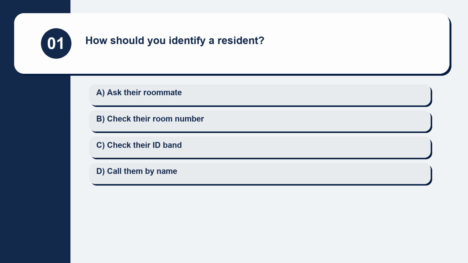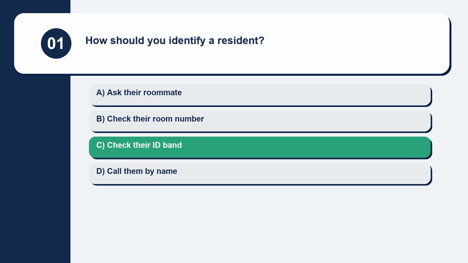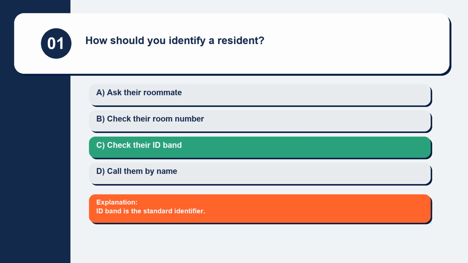Question 1. How should you identify a resident? Ask their roommate, check their room number, check their ID band, call them by name. ID band is the standard identifier.